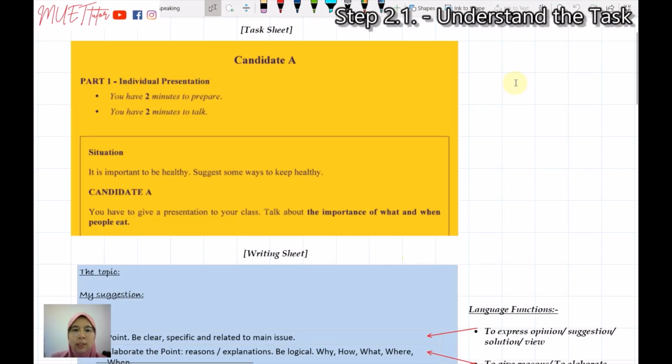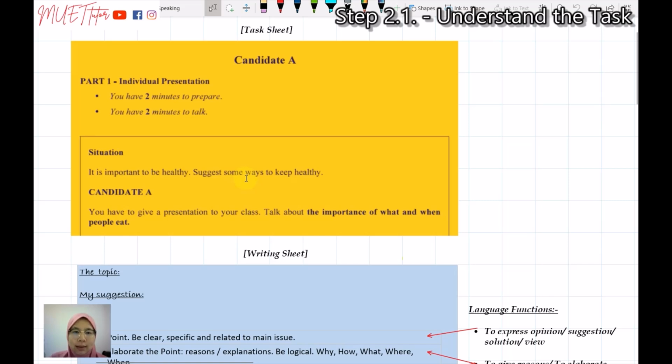On your task sheet, at the top, it'll say that this sheet is for which candidate, either A, B, C, or D. Then underneath it, there will be a standard rubric saying part 1, individual presentation, 2 minutes to prepare, and 2 minutes to talk. Then there will be questions in the box below.